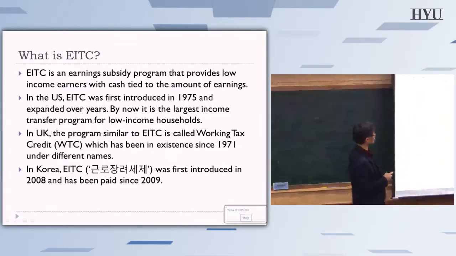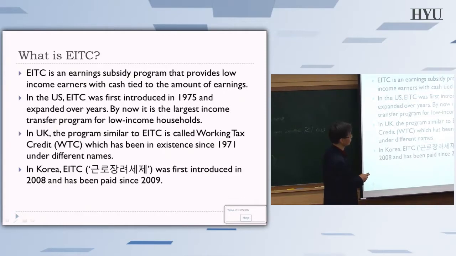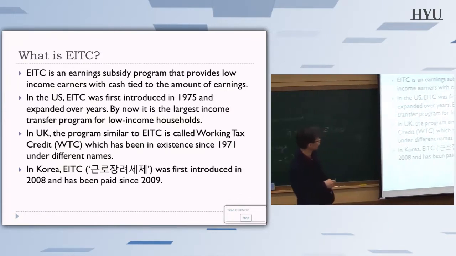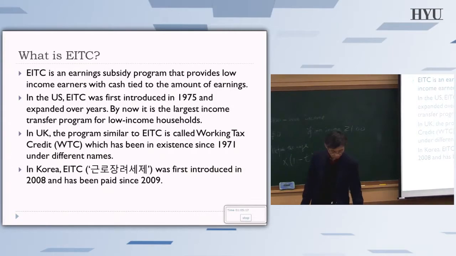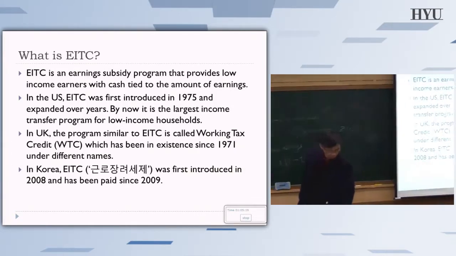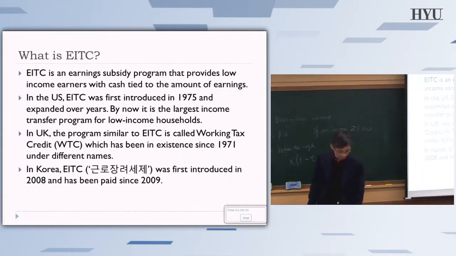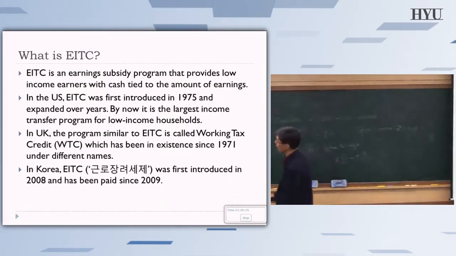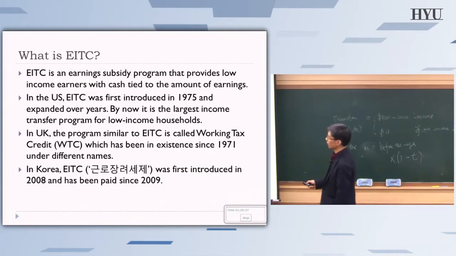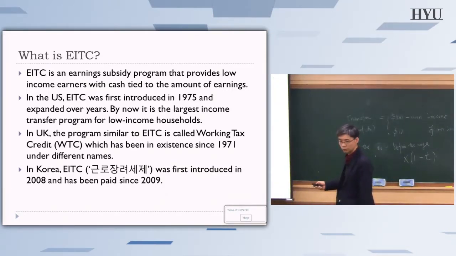In the US, actually, the EITC is big. It was first introduced in 1975, and by now it is the largest income tax transfer program for low-income individuals. If you look at the textbook, it talks about EITC. EITC is bigger than the welfare program in the US now. And the UK has a similar program, and I think other countries do as well.